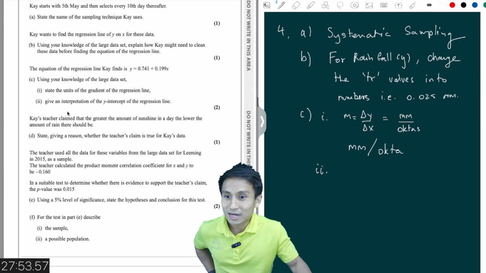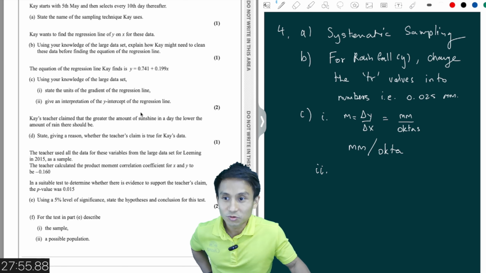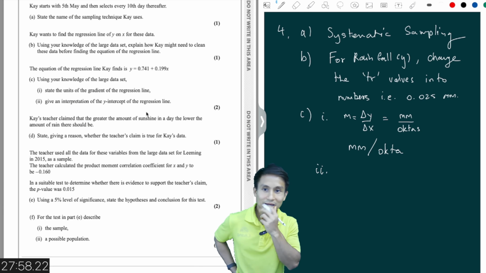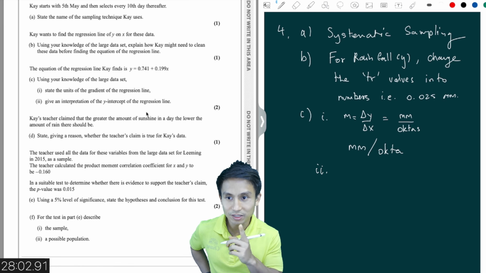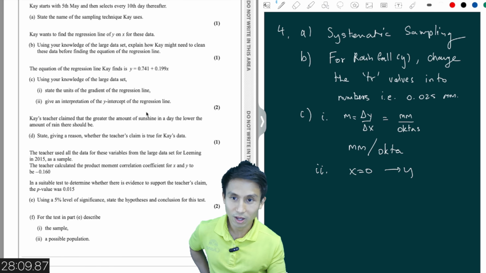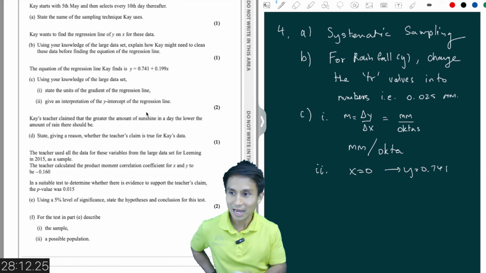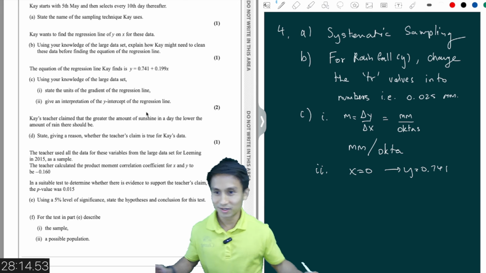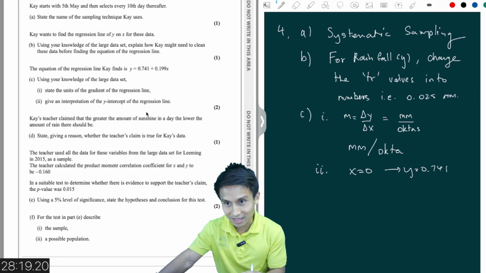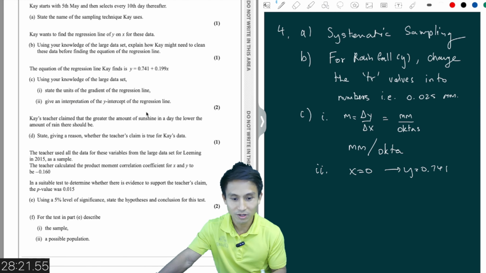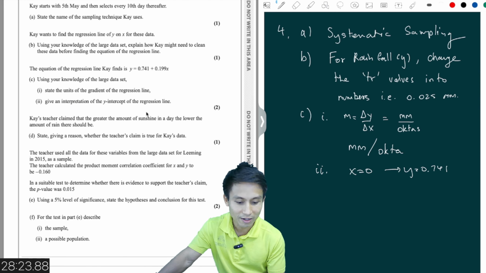Part II, give an interpretation of the y-intercept of the regression line. Okay, so the y-intercept is basically 0.741. We need to give the interpretation of that. It happens when x equals 0. So when x equals 0, y equals 0.741. That is not the answer, just a note there. The way you say it, you need to include the context. So we're going to say this is the value of y when x equals 0.